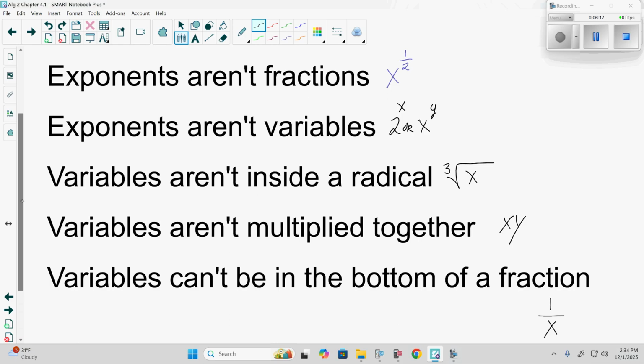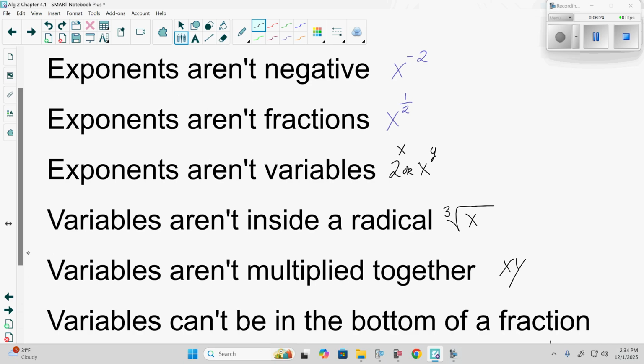If we have any of this here, it's not a polynomial function. It's not that we can't say, it's just not a polynomial function. Questions on this here?